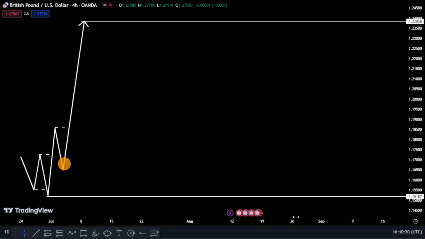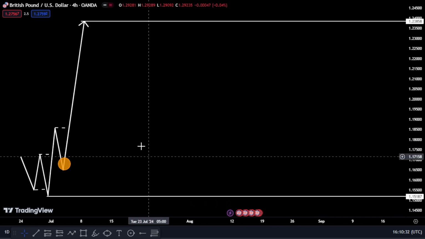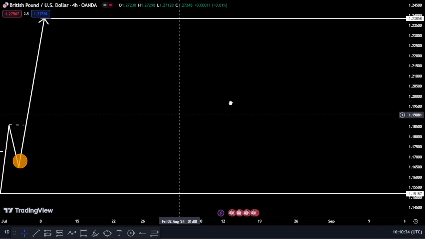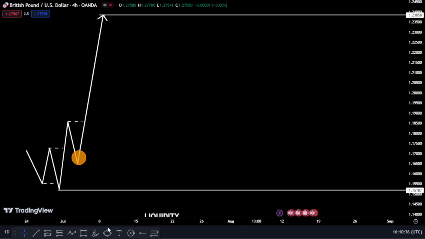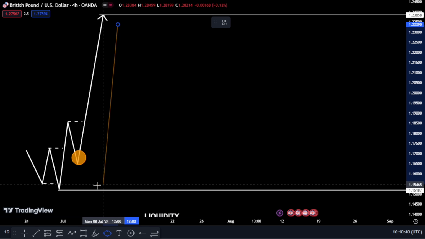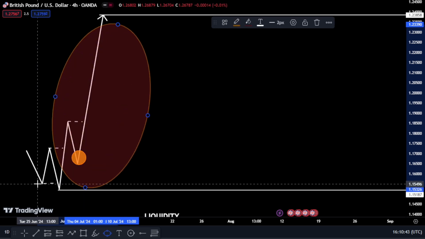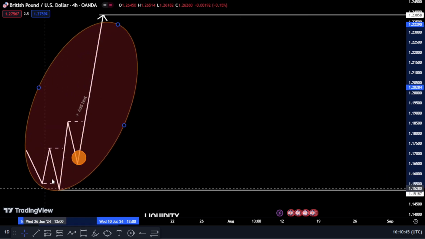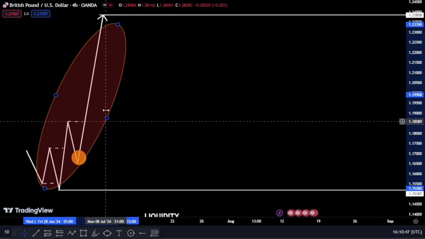The first thing you want to do is identify the structure of the market from the 4 hours time frame. Is it a bullish market? Is the market in a trending phase? If you're able to spot stuff like this, that means the market is in a trending phase.